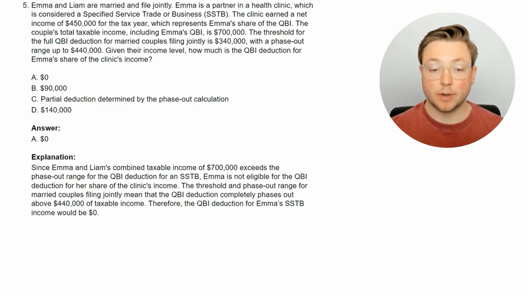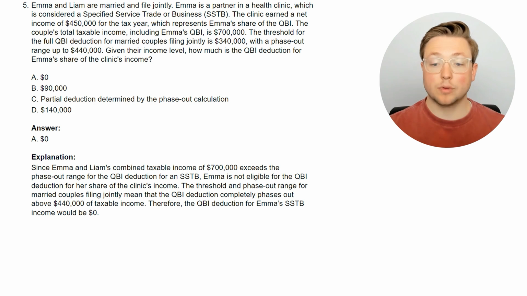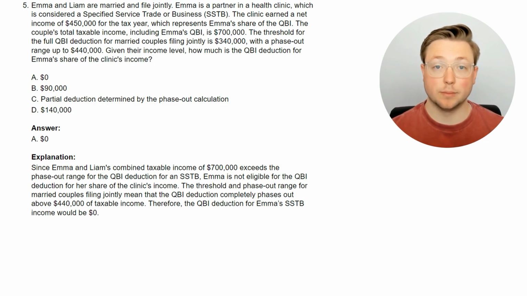The threshold and phase-out range for married couples filing jointly mean that the QBI deduction completely phases out above $440,000 of taxable income. Therefore, the QBI deduction for Emma's SSTB income would be $0. Okay, so this is different than with a qualified trade or business.